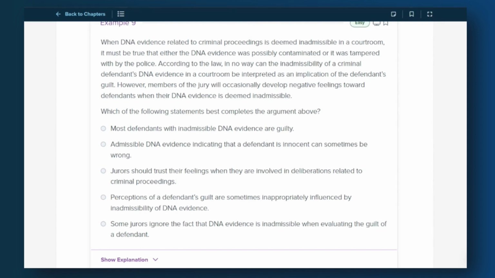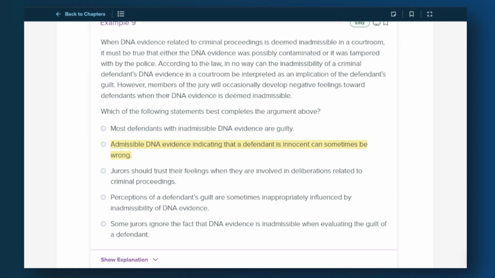When DNA evidence related to criminal proceedings is deemed inadmissible in a courtroom, it must be true that either the DNA evidence was possibly contaminated or it was tampered with by the police. According to the law, in no way can the inadmissibility of a criminal defendant's DNA evidence in a courtroom be interpreted as an implication of the defendant's guilt. However, members of the jury will occasionally develop negative feelings toward defendants when their DNA evidence is deemed inadmissible. Therefore, most defendants with inadmissible DNA evidence are guilty. Does that sound like a good conclusion? To me, it seems to contradict the premises, so it wouldn't make a good conclusion.